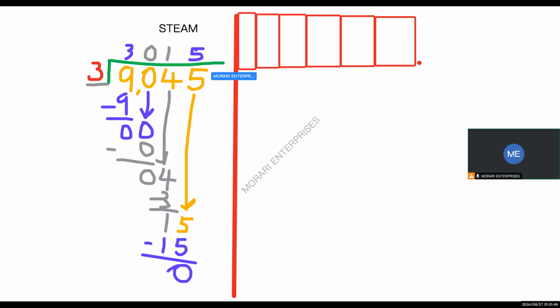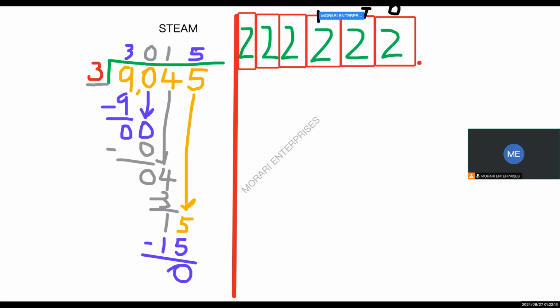If we just have 2 everywhere, 2, 2, 2, 2, 2, this is a huge number, and these twos do not have the same value. This one is ones, and then here is tens. The next two here means 100, and this one down here means 1,000.